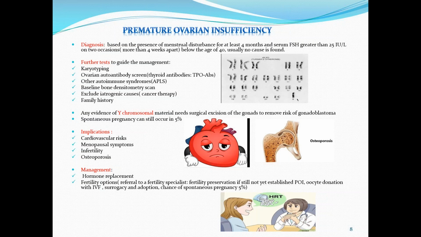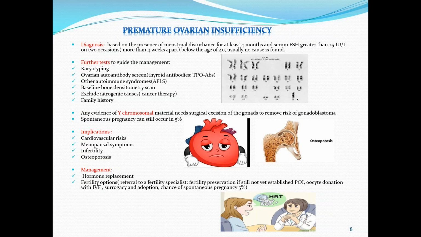And remember, when you counsel the patient with premature ovarian insufficiency, if she's not seeking fertility, you need to counsel her about the importance of contraception, because there is still a chance of spontaneous pregnancy in about 5% of cases. While counseling this patient, you need to tell her about the implications for her general health: cardiovascular risk, menopausal symptoms, osteoporosis, and the risk of infertility, especially if she's seeking fertility as in this task. Her management option will be hormonal replacement therapy, and the fertility option will be referral to a fertility specialist.